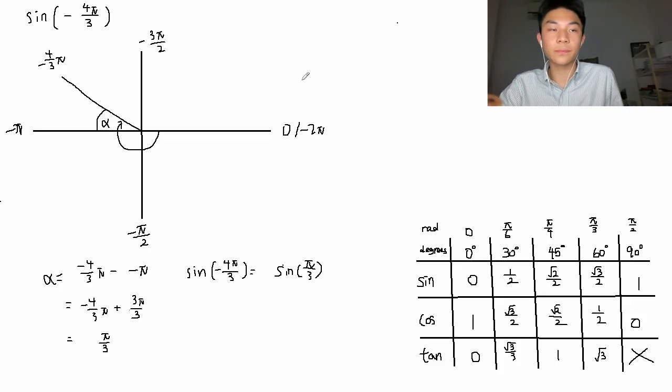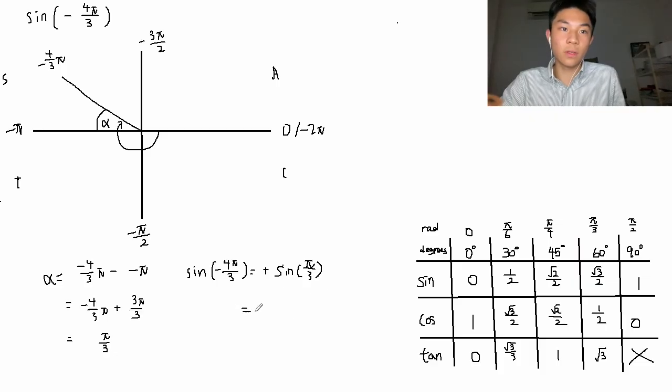Now, let's use our CAST rules. Right, so since sine of negative 4 pi over 3 is in the S quadrant, that means sine is positive. So we have a positive number here. That means our sine of negative 4 pi over 3 is just equal to sine of pi over 3, which, let's look at our table, is root 3 over 2. And that's our answer.